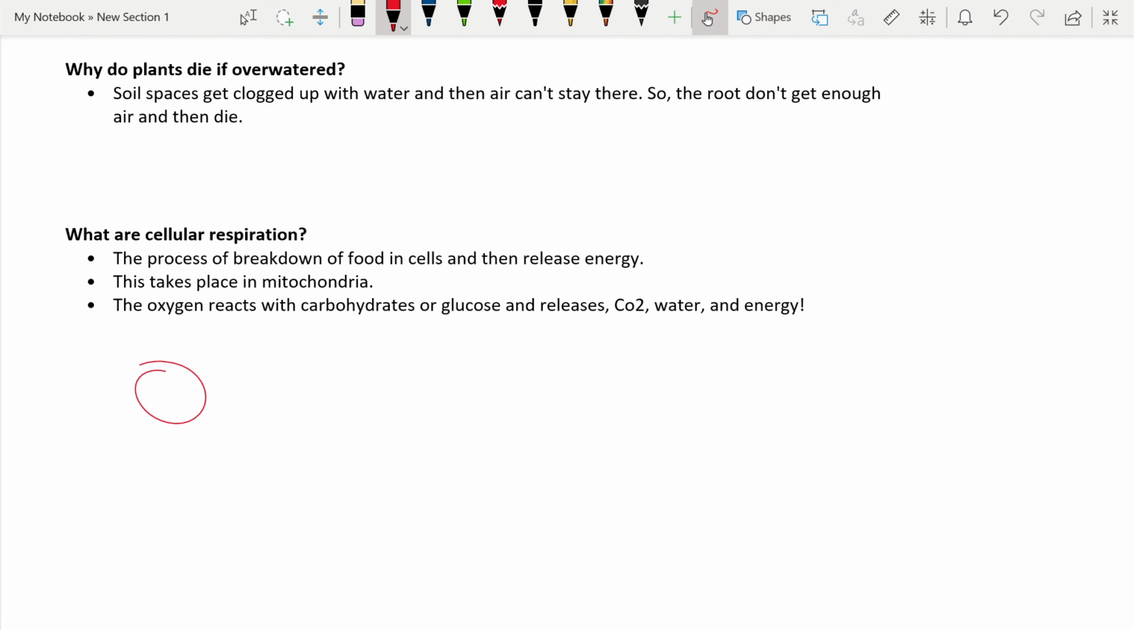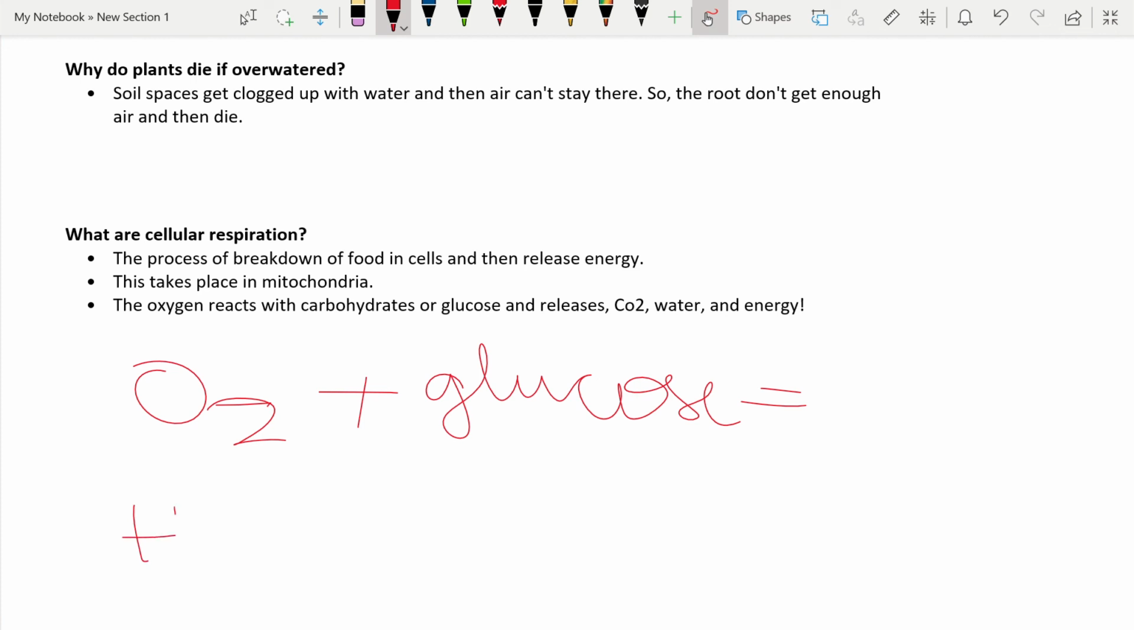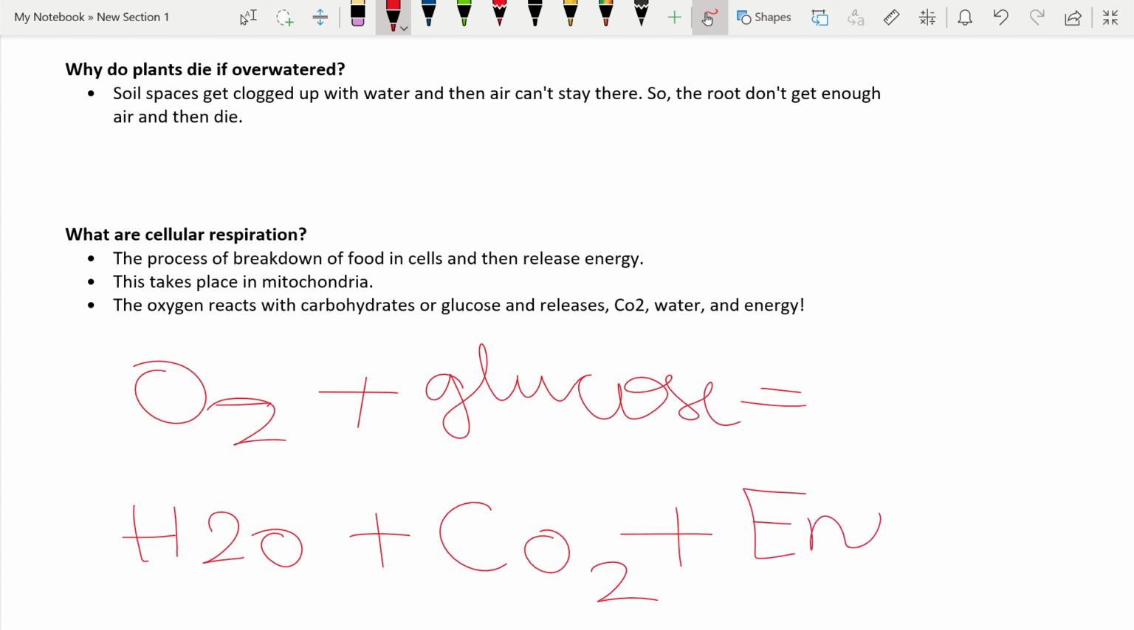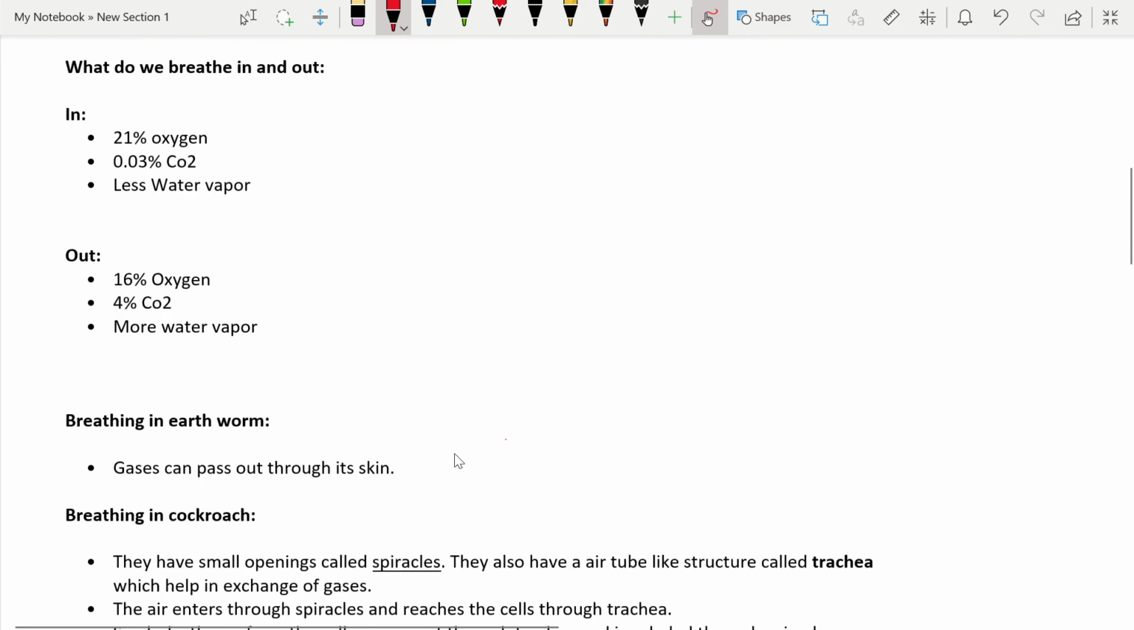So let's write: O2 plus glucose is equal to H2O, which is water, and CO2 plus energy. So this is what happens in respiration in organisms.